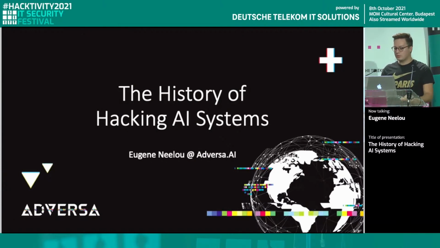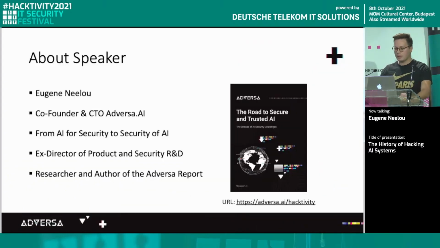So today I'll tell you about the field of AI security and adversarial machine learning, its history and current state. My name is Eugene, and I'm a CTO and co-founder of a company called Adversa AI. Before founding Adversa, I managed security research and development with the focus on transforming research into products.